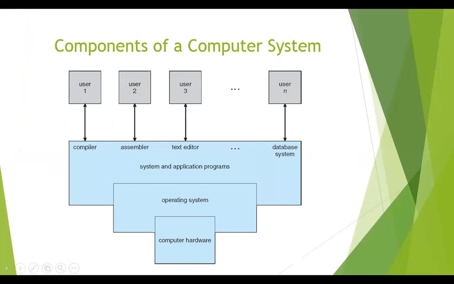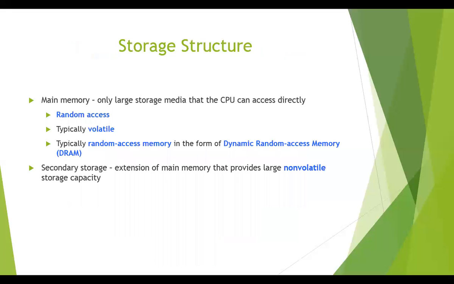What are the components of the computer system? There are four components in the computer system. The first one is the user. There may be many users. Then there are the system and application programs, such as the compiler, assembler, and the programs that are written by the users. All of these are application programs, and the computer hardware is the basic thing. Between the computer hardware and the system and application programs, the OS is a program that acts as an intermediary, and it conveys messages between the computer hardware and the system and application programs.